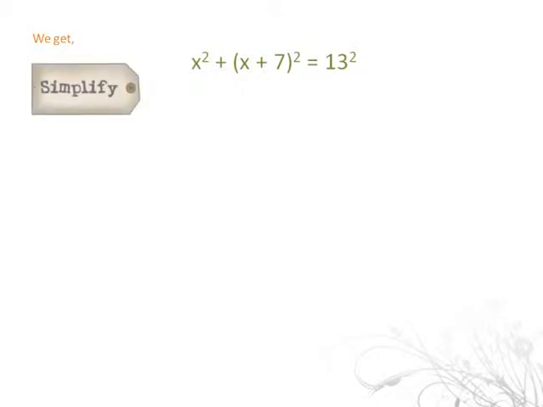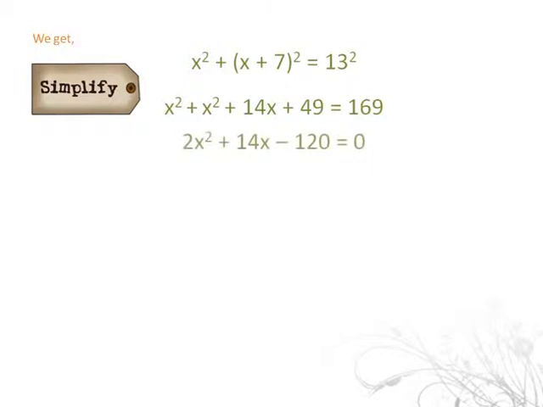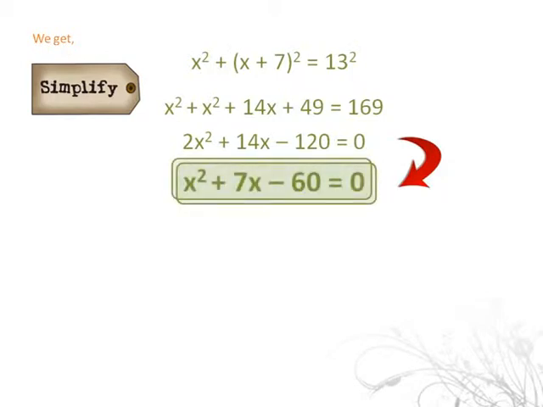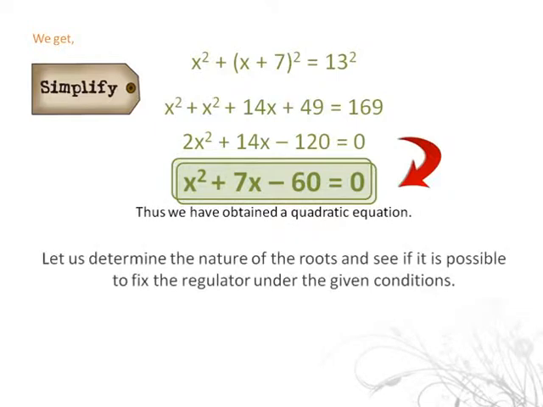On substituting the values of these distances, we get x square, that is RA square, plus x plus 7 whole square, that is RB square, equal to 13 square, which is the diameter. On simplifying and opening this, we get x square plus 14x plus 49 equal to 169, which on rearranging yields 2x square plus 14x minus 120 equal to 0, or simply x square plus 7x minus 60 equal to 0. Thus we have obtained a quadratic equation.